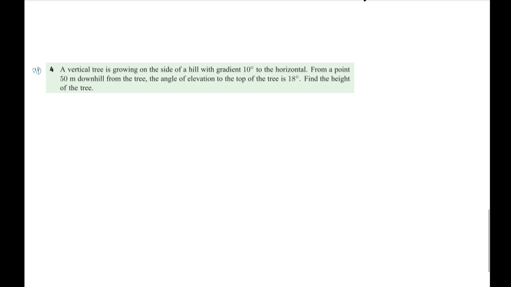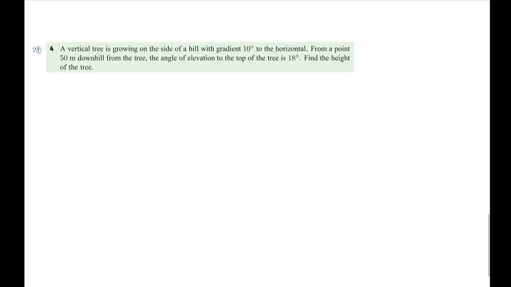It's 2 o'clock. Okay. Well, we're getting some good review done here. This is question 9B. No, sorry, question 4 from review set 9B. In this question, we have a vertical tree growing on the side of a hill with gradient 10 degrees to the horizontal. From a point 50 meters downhill from the tree, the angle of elevation to the top of the tree is 18 degrees. Find the height of the tree.